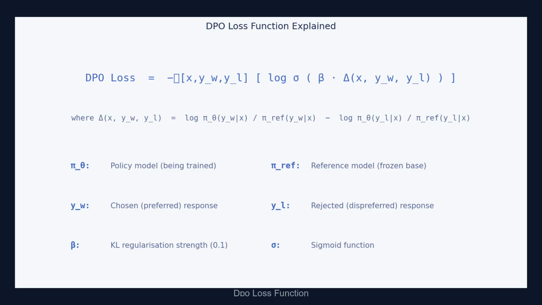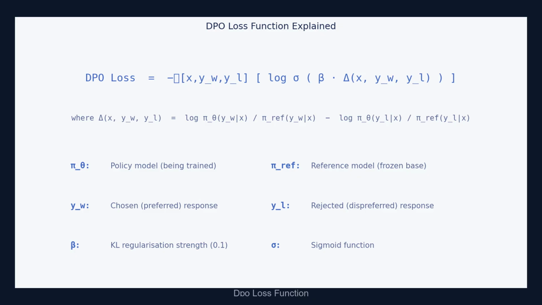This slide shows the DPO loss function, and understanding it conceptually will help you debug training when something goes wrong. The loss computes the difference between 2 ratios: how much more the policy model prefers the chosen response over the rejected response, compared to how much the reference model preferred that same pair. The beta term, typically 0.1, is the KL regularization strength. It controls how far the policy model is allowed to drift from the reference.